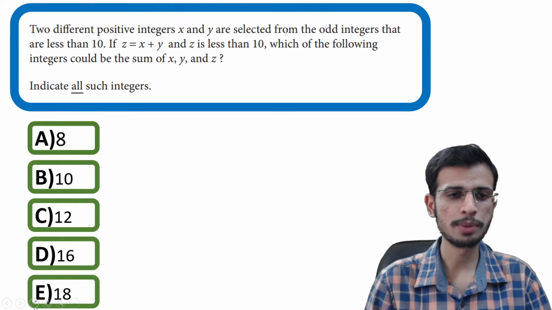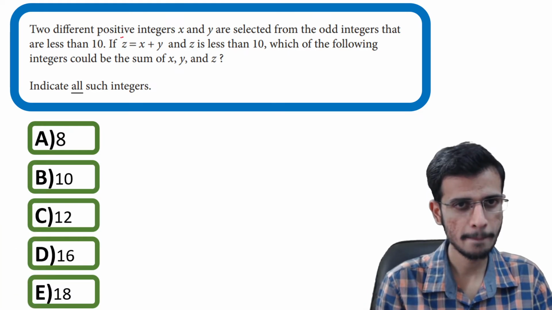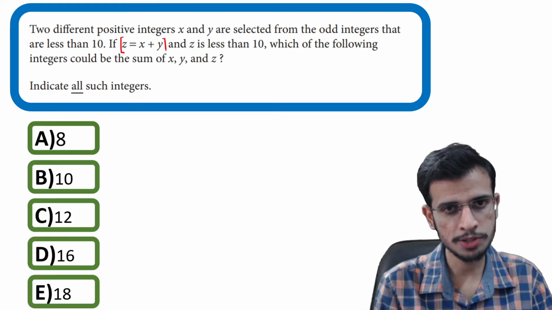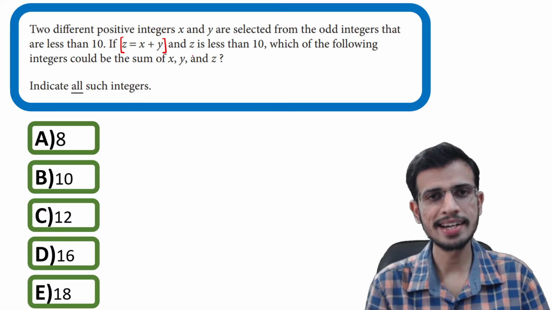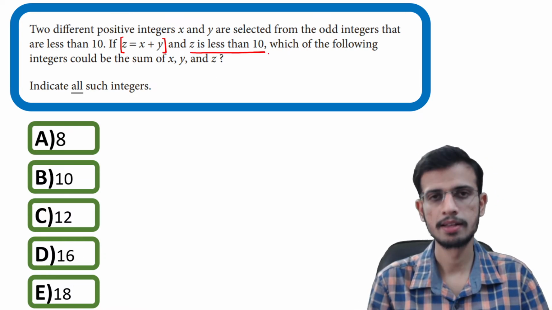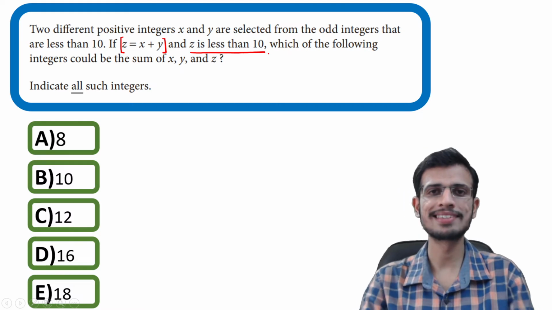Z is equal to x plus y. And Z is less than 10. Right? x plus y should be less than 10.